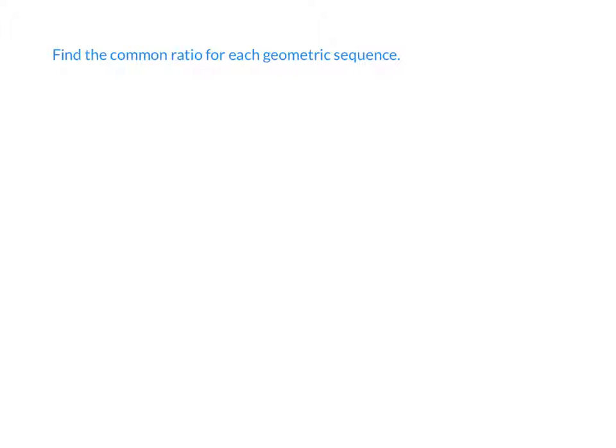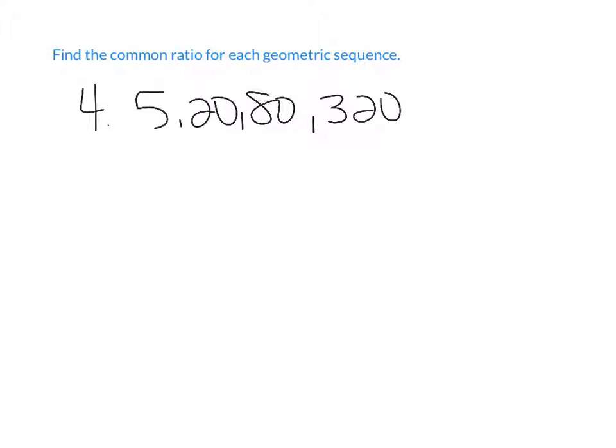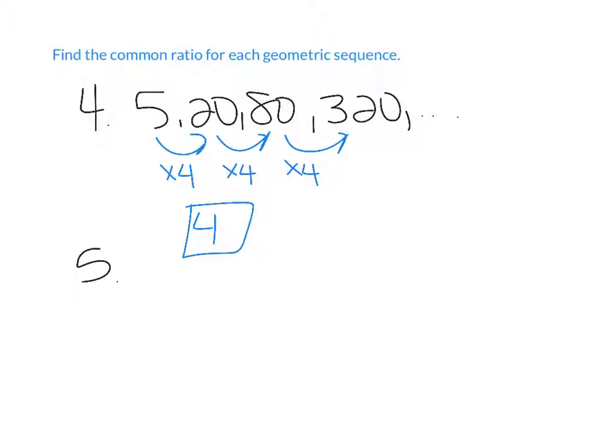Okay, the next ones, we just want to find the common ratio for the sequence. So let's say I have 5, 20, 80, 320. What we're asking is what would I have to multiply to get from one term to the next? Well, 5 to 20, you multiply by 4. Let's make sure it works for all the other ones. 20 times 4 gives me 80. 80 times 4 gives me 320. So the common ratio, we would say, is 4.